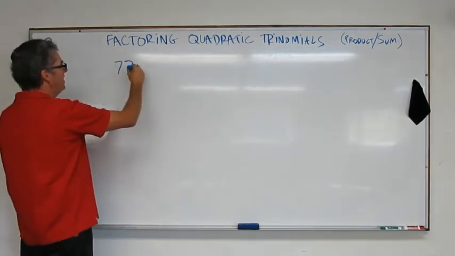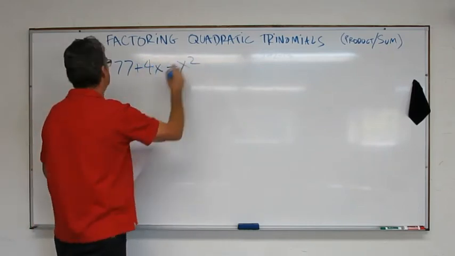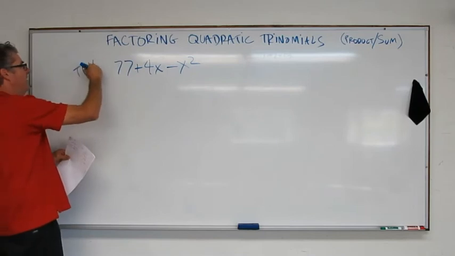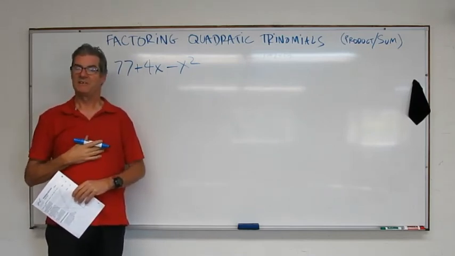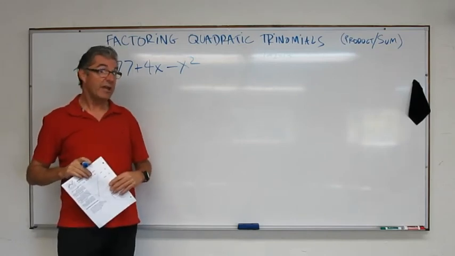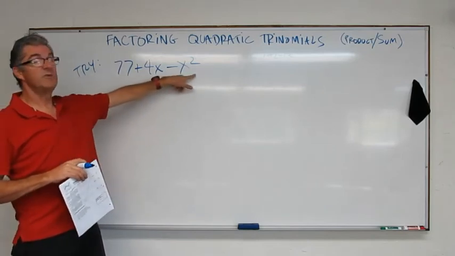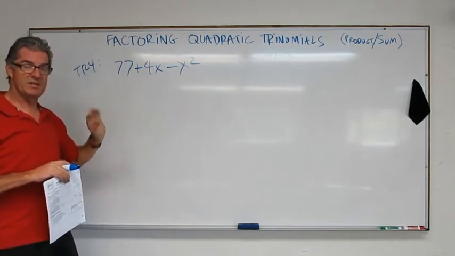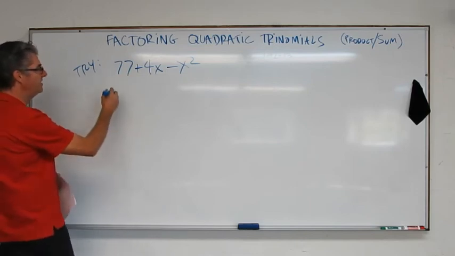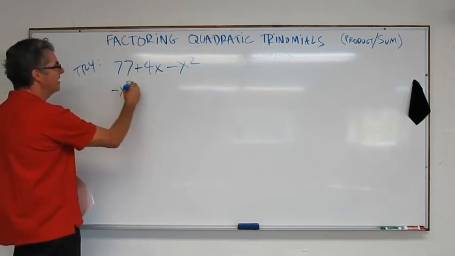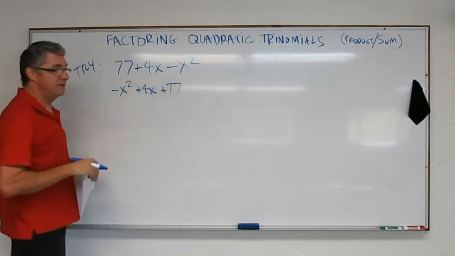77 plus 4x minus x squared. This is a try. Go ahead and pause the video. Give it a shot. Okay, let's see how you did. Now it's a little tricky with this one. This isn't in the same order that you've been dealing with before. Plus there's another little piece that we're going to have to play with here. So let's take a look. Let's put it in the order that we like. That's minus x squared plus 4x plus 77.